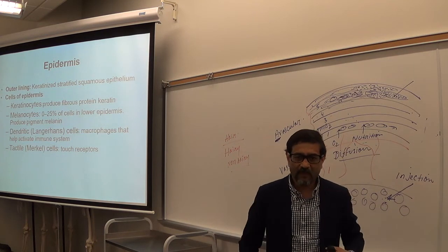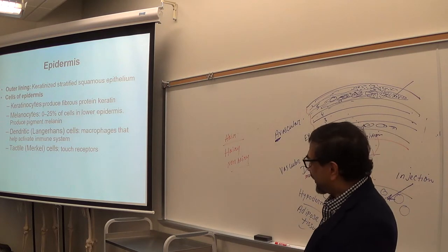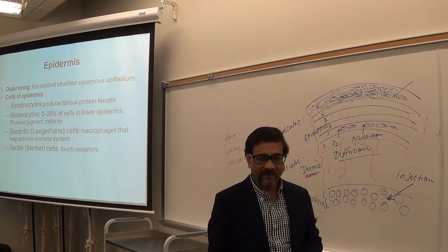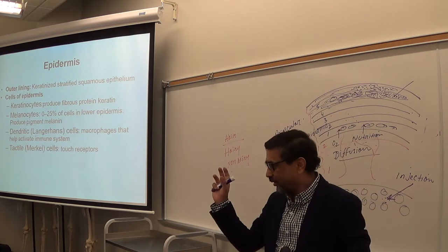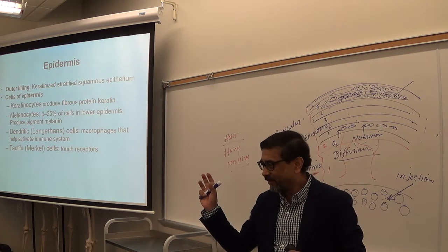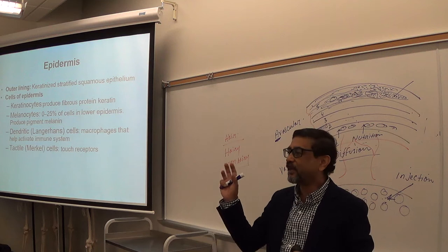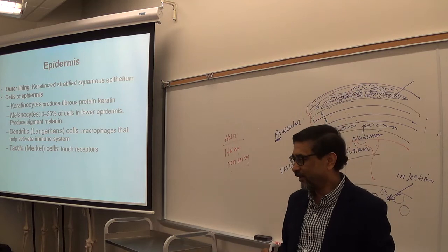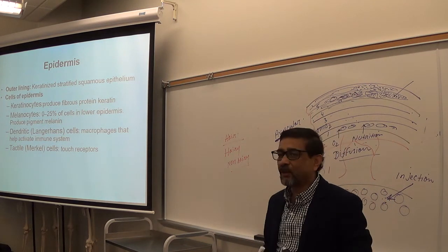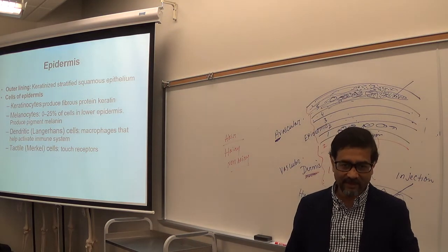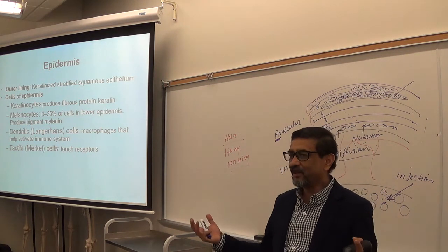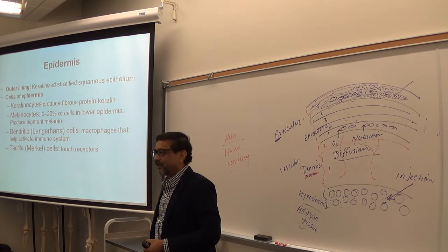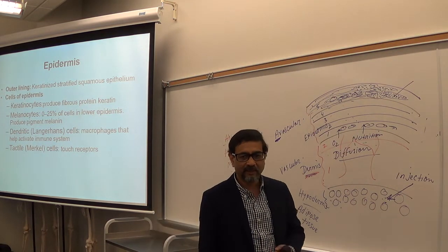Other cells. What are the other cells present in the layers? Keratinocytes. See the name. Cyte means what? Cyte means cell, right? So keratinocytes are the cells that produce keratin. Melanocytes are the cells that produce what? Melanin. So why is melanin important? Because melanin gives the color of the skin.